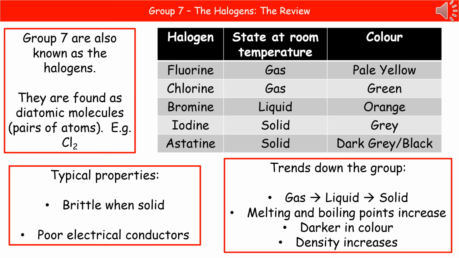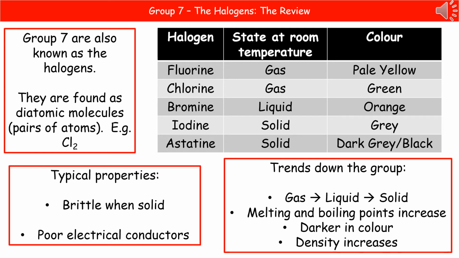Second group we're going to consider are group 7, the halogens. So first thing to remember about these is they're always found as diatomic molecules. So that means they go around as a pair, Cl2, I2, Br2. Don't forget the 2. We do need to know their state and colour at room temperature. So fluorine, chlorine are both gases. Bromine is a liquid, and iodine and astatine are solids.